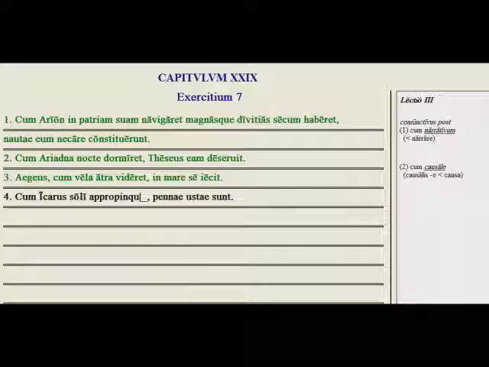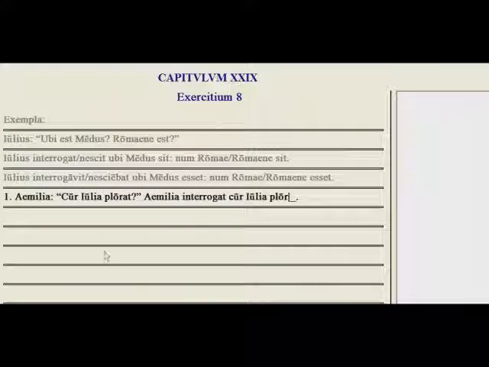Okay, let's try exercise number 8. Here we have practice with indirect questions. So we have Julius asks, where is Medus? Is he in Rome? And Julius, here we have the indirect question. Julius asks or doesn't know where Medus is. This could be turned into a question. Where is Medus? Just like we have here. Julius says, where is Medus? Julius doesn't know where Medus is. This is where we get the subjunctive use in this indirect kind of a question.